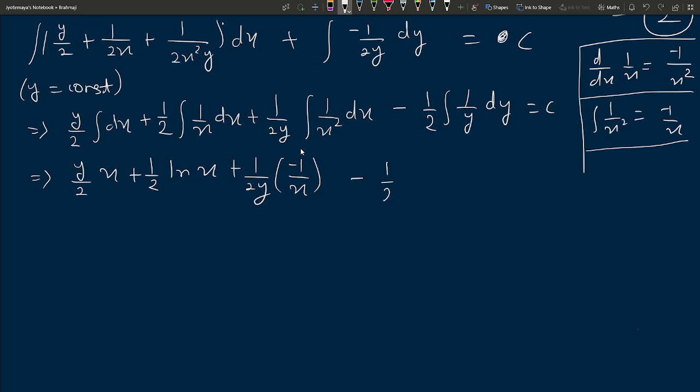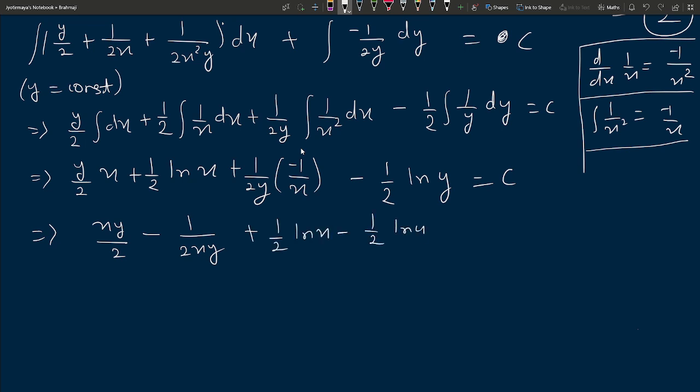So integration 1/x² is minus 1/x. So minus 1/2. What is integration 1/y? It is a direct formula, ln y. This is equal to c. So now just simplify and write. So this is xy/2 minus, I will write this term, minus 1/(2xy), then plus 1/2 ln x, then minus 1/2 ln y.